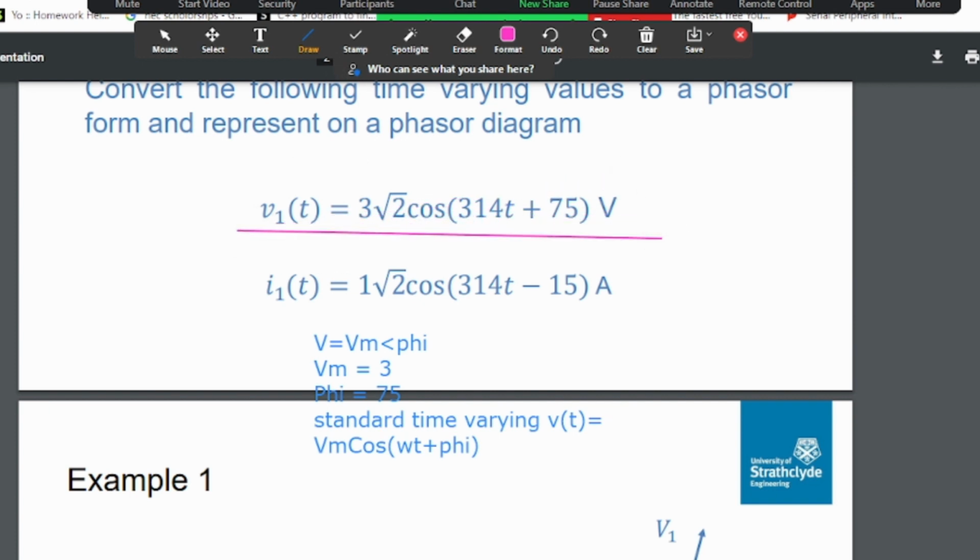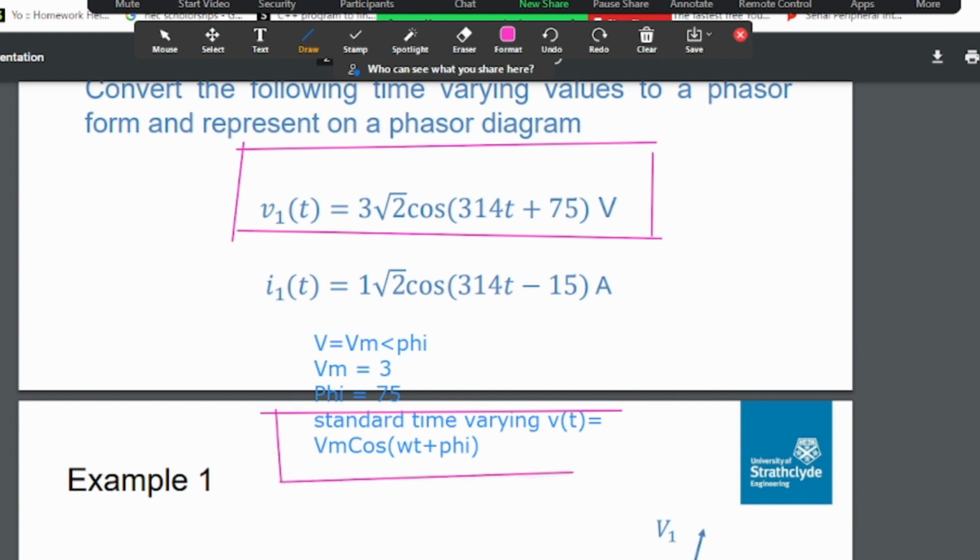This is the time varying value. This is the given value, and this is the standard time varying equation. This is comparable with the standard time varying equation V. In order to get the value of Vm and phi, we will compare these above equations.